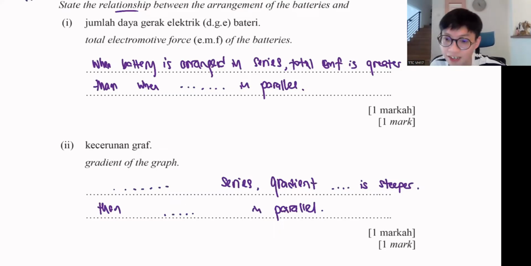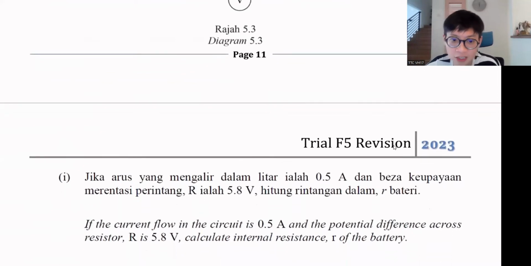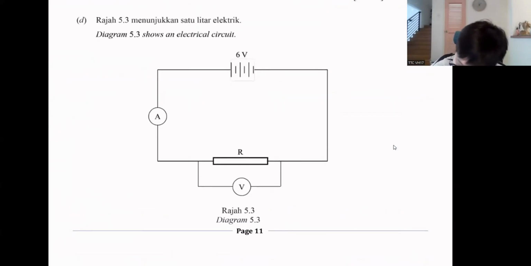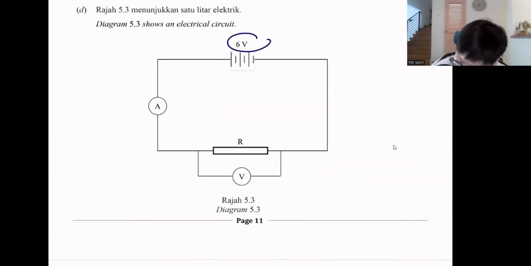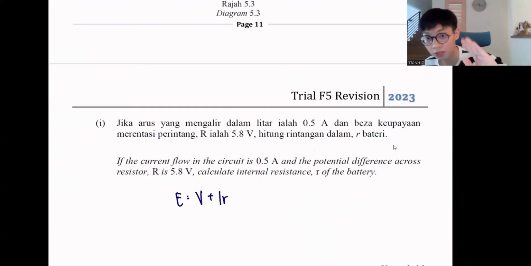Okay, next. Then we will look at the electrical circuit. All right, the next one, part. So here we're going to do our calculation. They give you a bunch of information. This one is very straightforward. This 6 volt is obviously the EMF. So next we will use E equals V plus Ir. Now, my style is I use this. I don't use the IR plus IR.